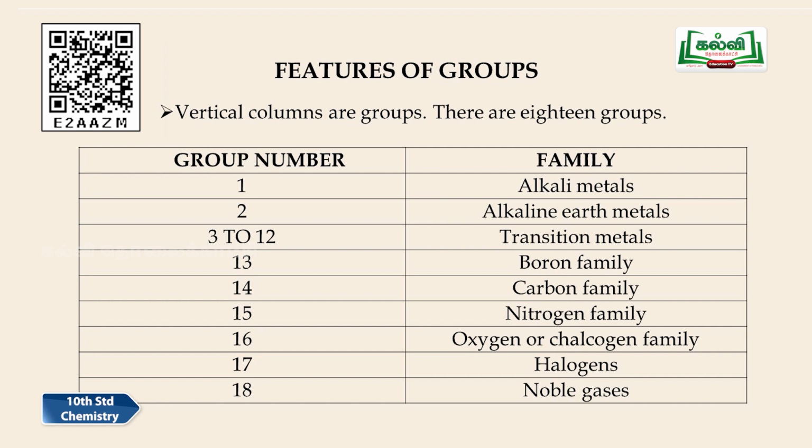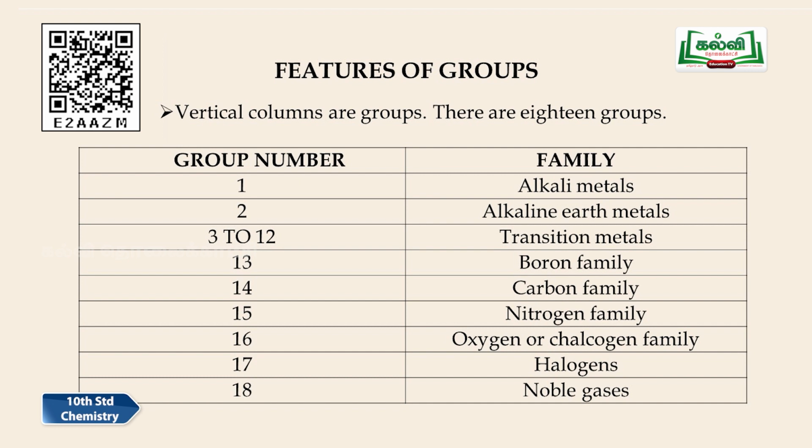Then the 14th is the carbon family, the 15th is the nitrogen family, the 16th is the oxygen family, otherwise known as the chalcogen family, and the 17th is the halogen family, which includes fluorine, chlorine, bromine, iodine and astatine, right? And the last one, the 18th, is the noble gas or inert gas group, otherwise known as the zero group elements, right? So these are the families.